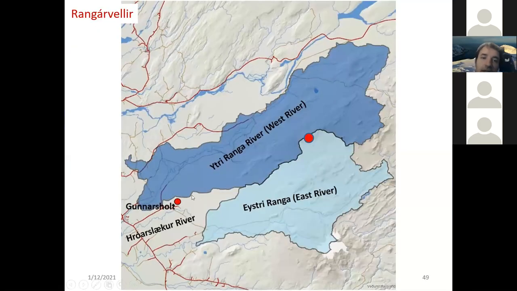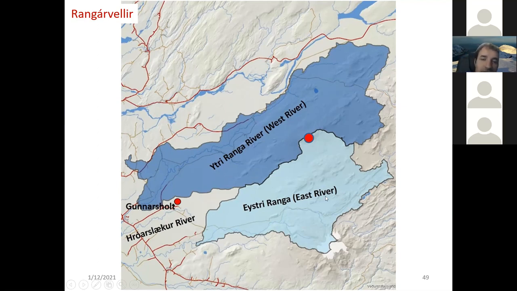And these are the two rivers we're looking at, Ytri Rangá and Eystri Rangá. You have here Gunnarsholt. Gunnarsholt is the headquarters of the Soil Conservation Service. We have also a small lava stream, Hróarslækur, which has a source coming out of the lava field. And the first thing we did here, we investigated the hydrological connectivity. Most of the melt and most of the precipitation happens here, where the higher mountains are and where the ice cap is, simply because the humid air is blown across the plain here. It reaches the mountain, it goes up into higher areas, it gets colder, precipitation starts. So you have most of the precipitation that is happening here.